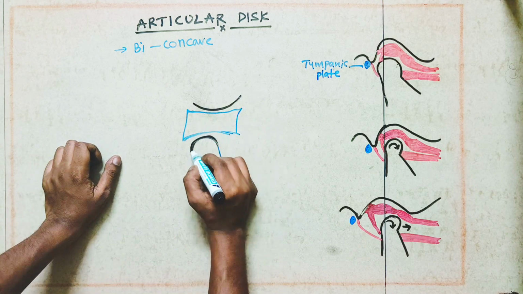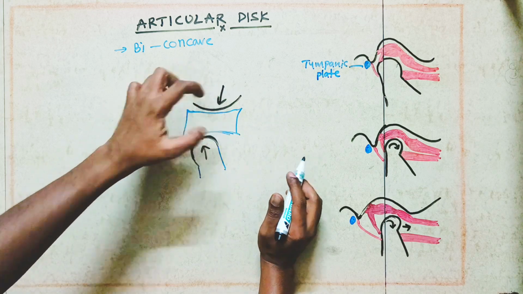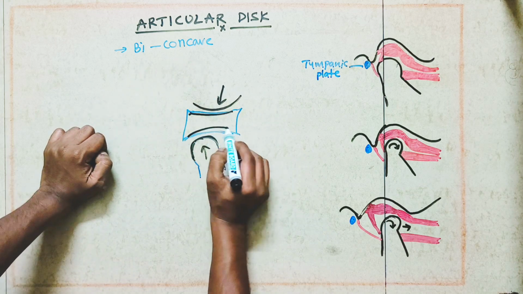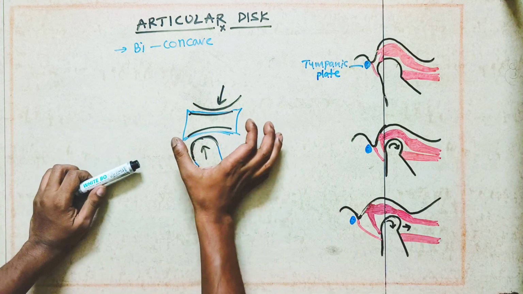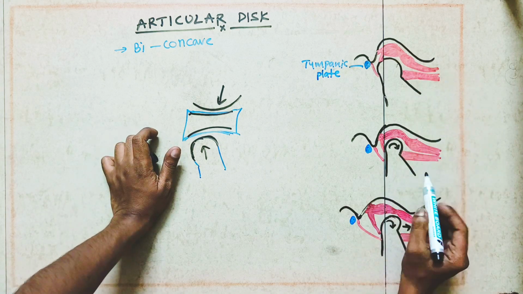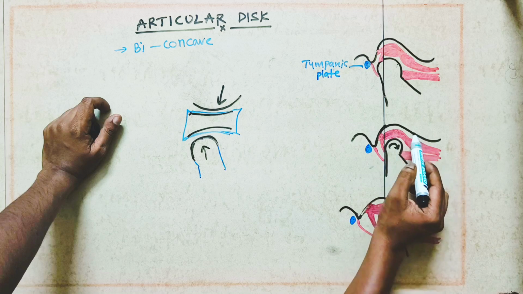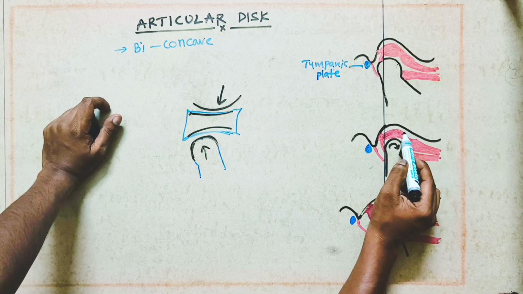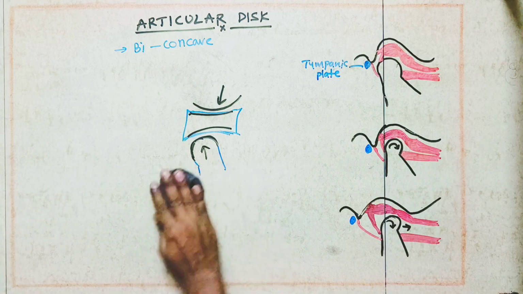See here, the condyle of the mandible is convex, the articular eminence is also convex. So between these two convex surfaces, the biconcave disc, meaning bilaterally concave, is going to be helpful for proper articulation in the temporomandibular joint. Here the red color we drew is the articular disc. Here the condyle of the mandible is convex, here it is concave. This is the articular eminence of the temporal bone. Here it is convex. So the articular disc is also concave, so it is a biconcave structure.